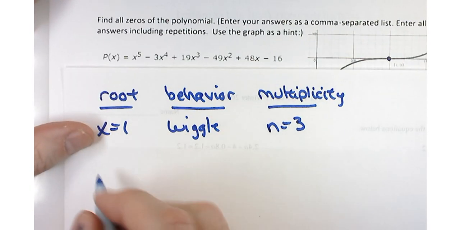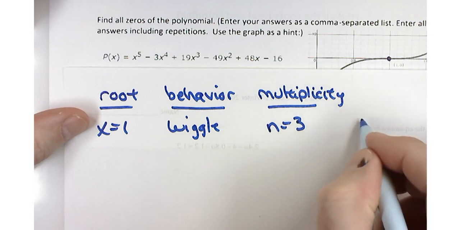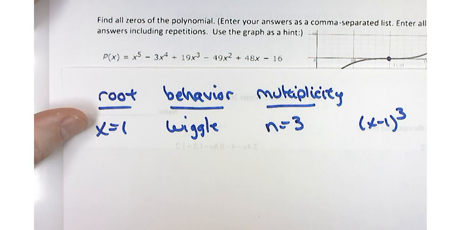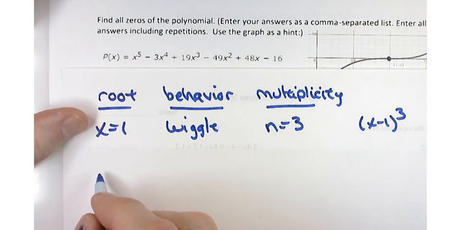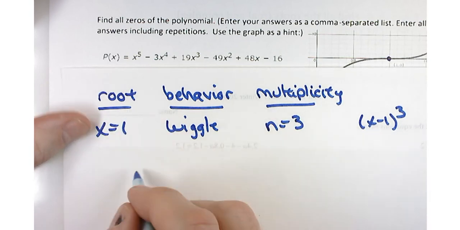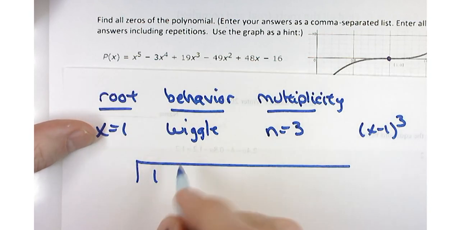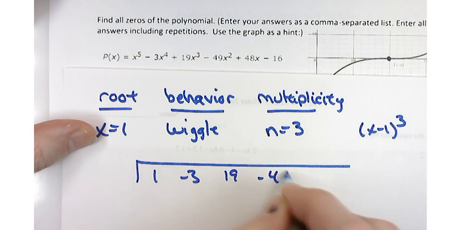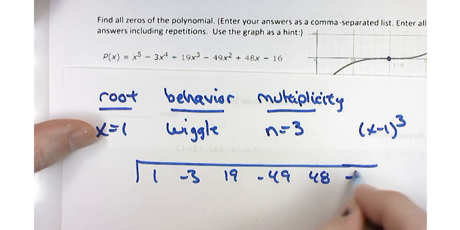Now let's write down this polynomial, and we're going to divide out this x minus 1 term. We're going to have a total of 3 factors of x minus 1. And I want to divide all of those out of this. So this is going to take a while. So let's see. We're going to do this by synthetic division. So I'm going to write a 1, negative 3, 19, negative 49, 48, and negative 16.